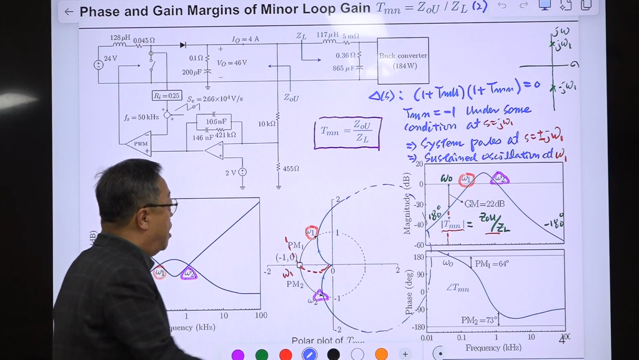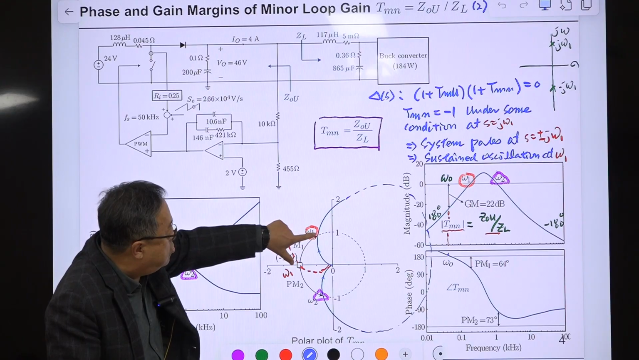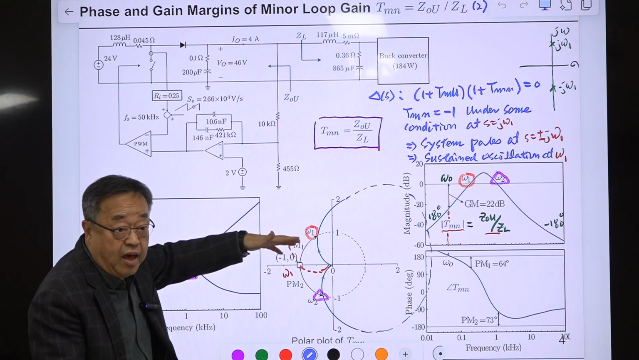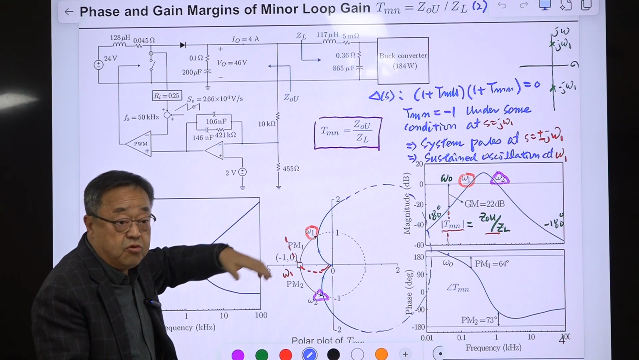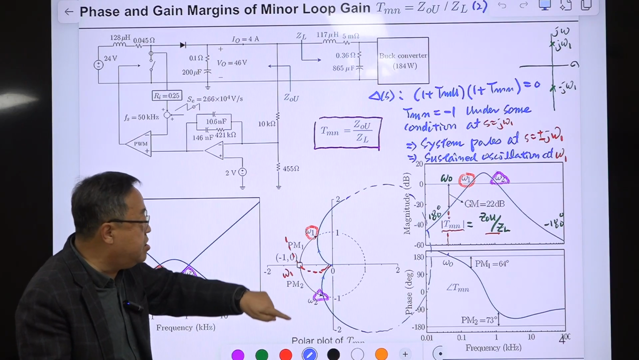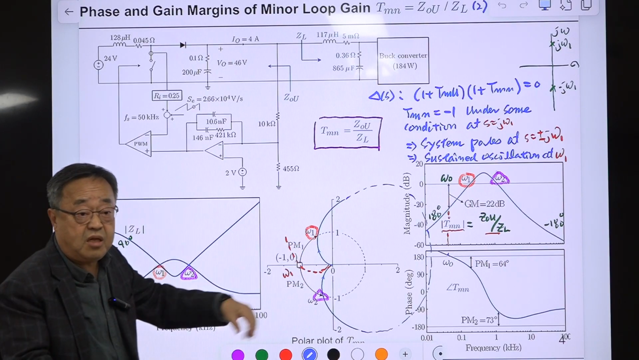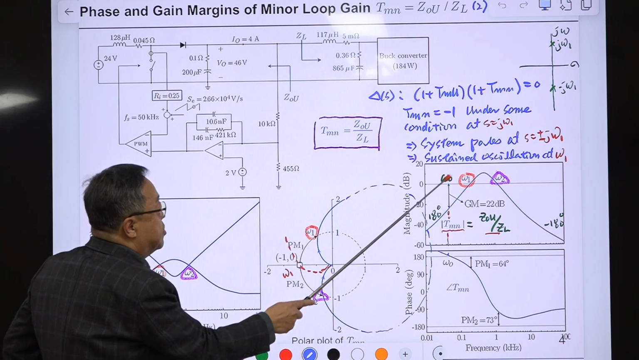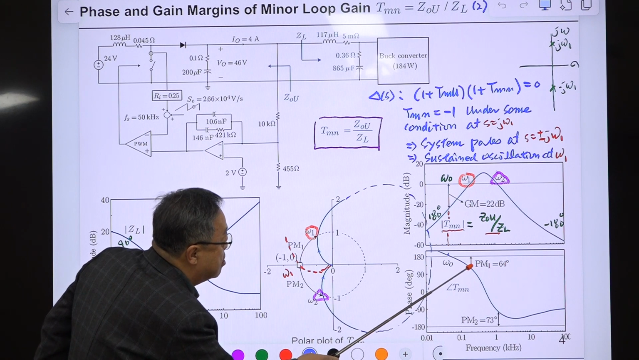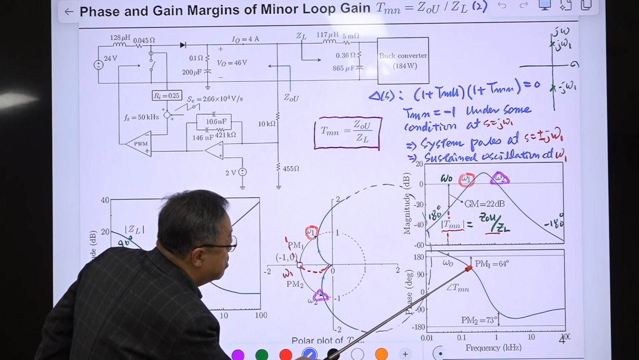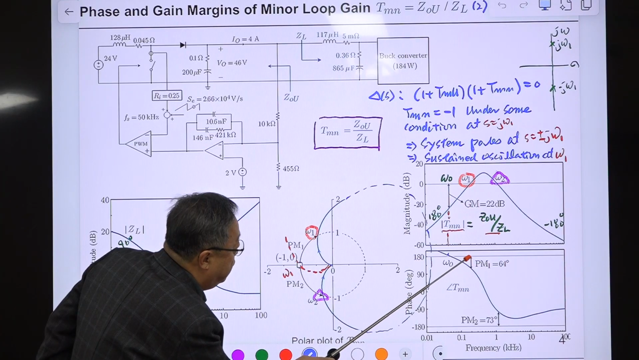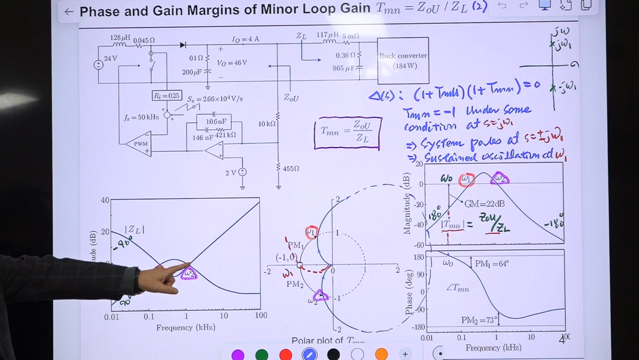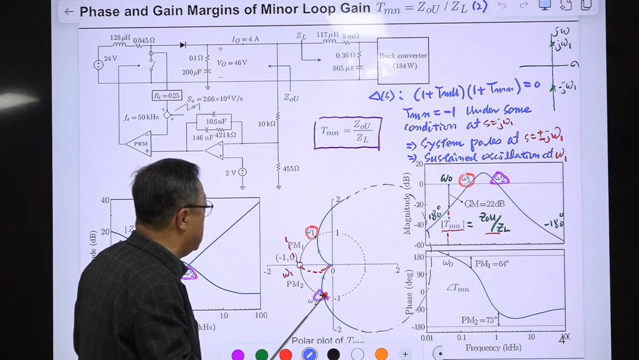Now this system is stable, but if phase advance is introduced this much, then it starts oscillation. If you add further advance, increasing the advance in phase, then it encircles this and it becomes a growing oscillation. At this frequency, the distance of the phase to 180 degrees is the phase margin. The phase margin was 64 degrees.